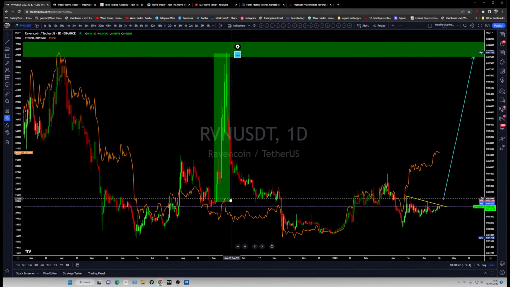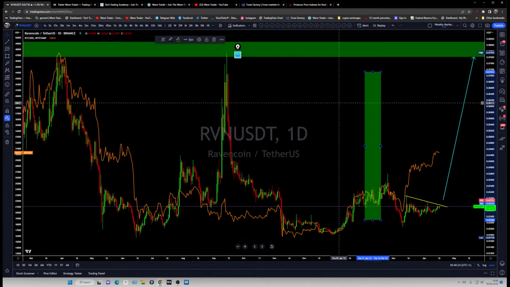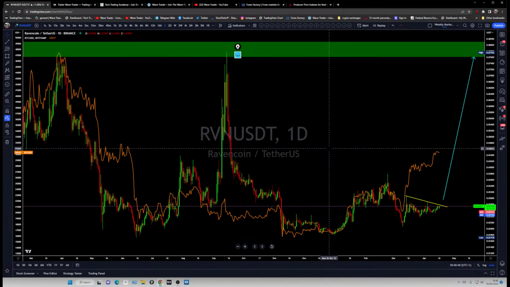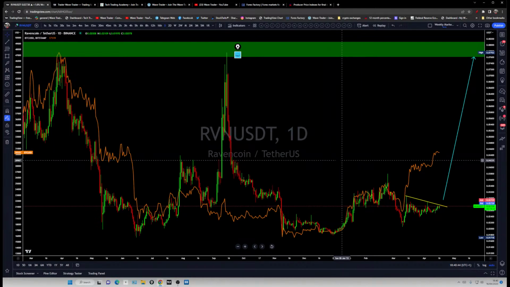So understand that before you invest in these coins, even if they are high in what we call market cap, some coins, the higher the market cap, the more credibility there is for that coin.